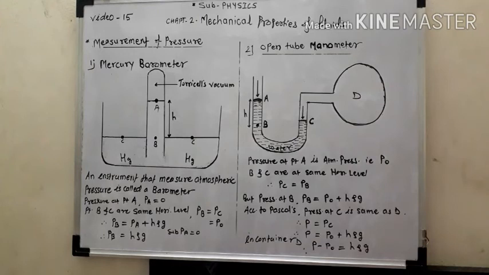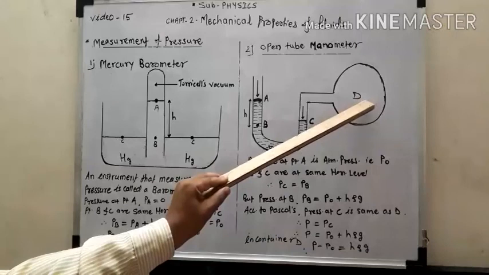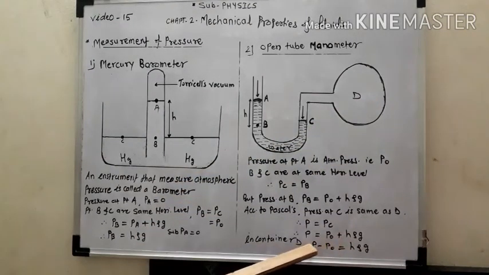If this manometer measures the gauge pressure of the gas inside the container D, then taking P0 to the other side, P minus P0 is equal to h rho g. In this way, this open tube manometer can also be used for measurement of pressure. These are the two instruments which can be used for measurement of pressure. In your exam, you can draw the diagram for the mercury barometer or open tube manometer and explain how the pressure can be measured. This is very important in mechanical properties of fluids.